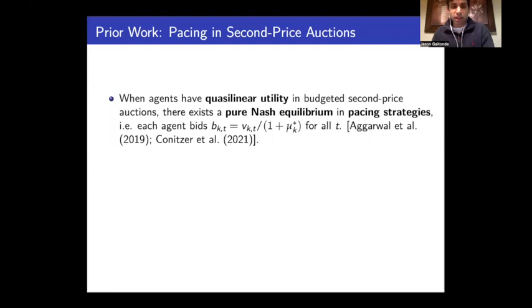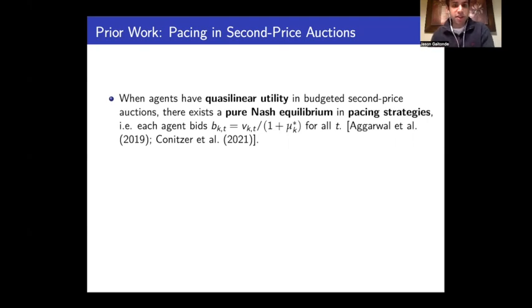So when these advertisers have what's called quasi-linear utility, in second price auctions with budgets, it turns out that there's a pure Nash equilibrium in what's called pacing strategies. I'll explain this a little bit more later, but roughly speaking, what it's saying is that an agent can restrict their bidding strategies to a very simple form.